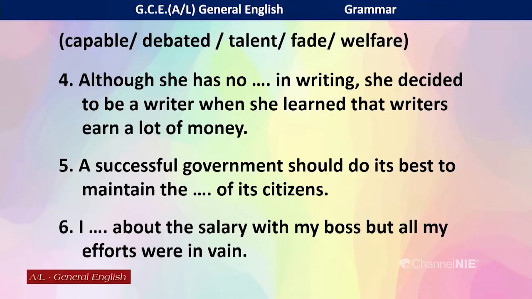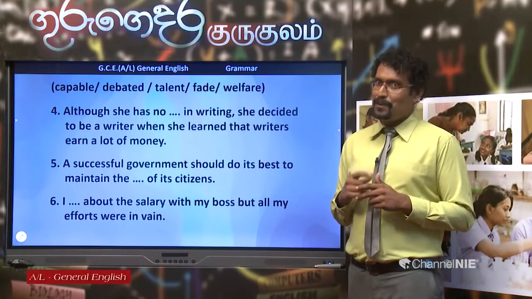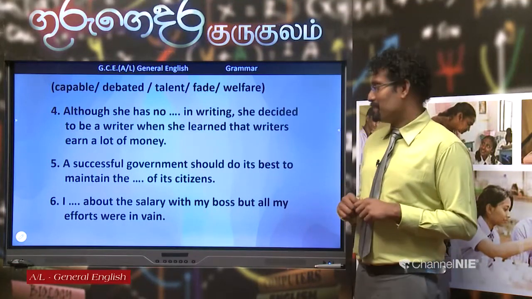A successful government should do its best to maintain the blank of its citizens. Next one, I blank about the salary with my boss, but all my efforts were in vain. Now let's do this activity together. I know you can do it very well.